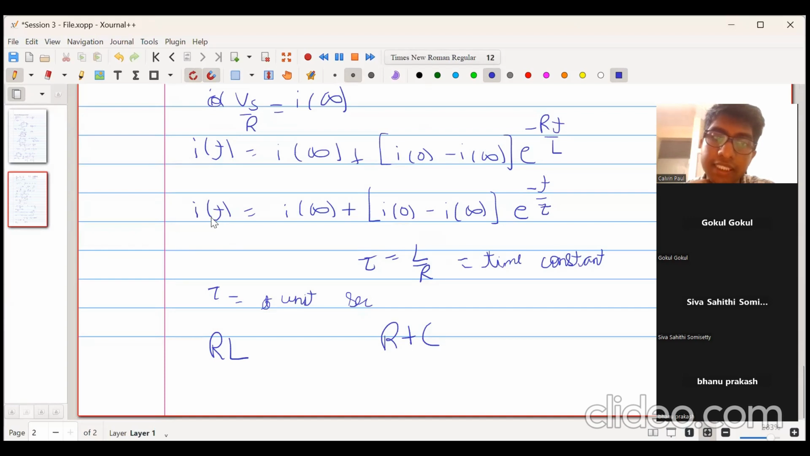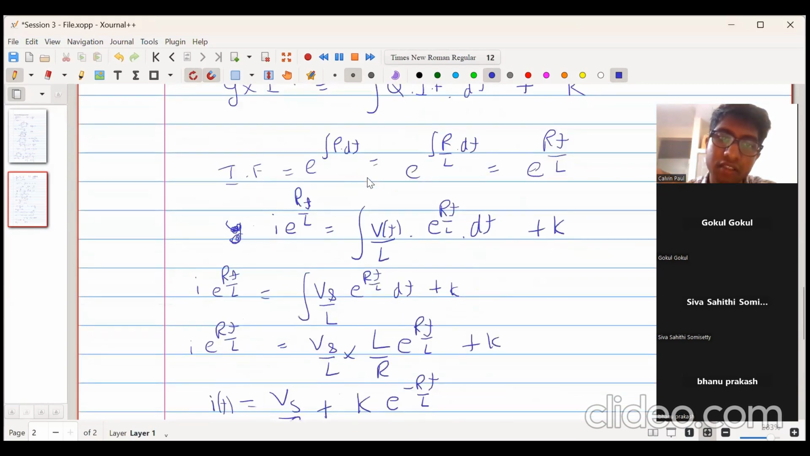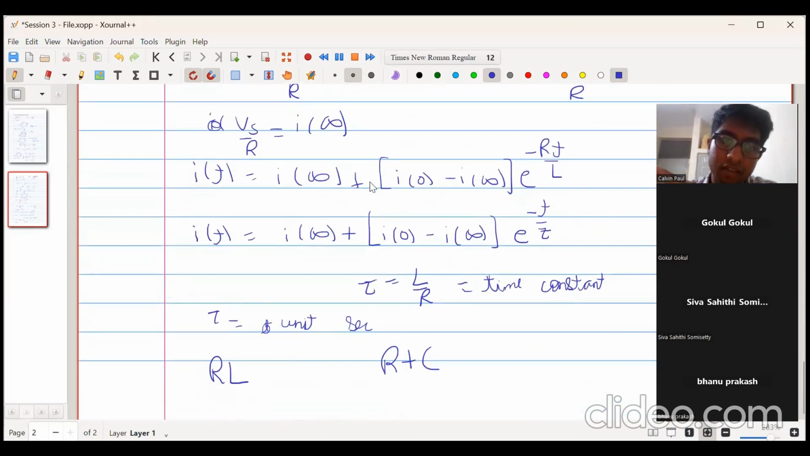So this is the current through the inductor, which can be like a shortcut. If we don't want to write the entire differential equation of the circuit, we can just directly use this method. This method states that the function of current through the inductor with time is the final condition plus the initial condition minus the final condition into e raised to minus t upon tau.